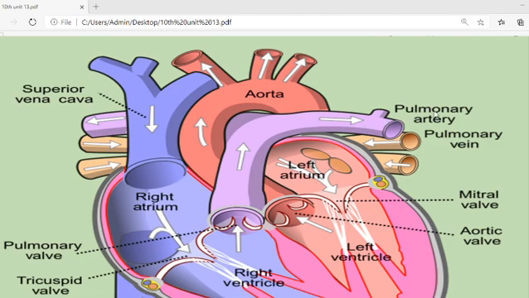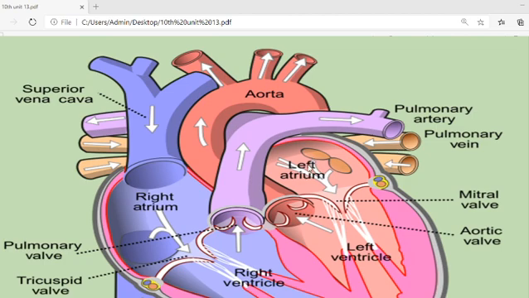Okay, the pulmonary artery sends the deoxygenated blood to the lungs. In the lungs, an exchange of gases takes place. When the blood arrives, it releases carbon dioxide there, and then the pulmonary vein carries oxygenated blood from the lungs. It collects the blood from the lungs, and then the pulmonary vein sends the oxygenated blood to the left atrium.